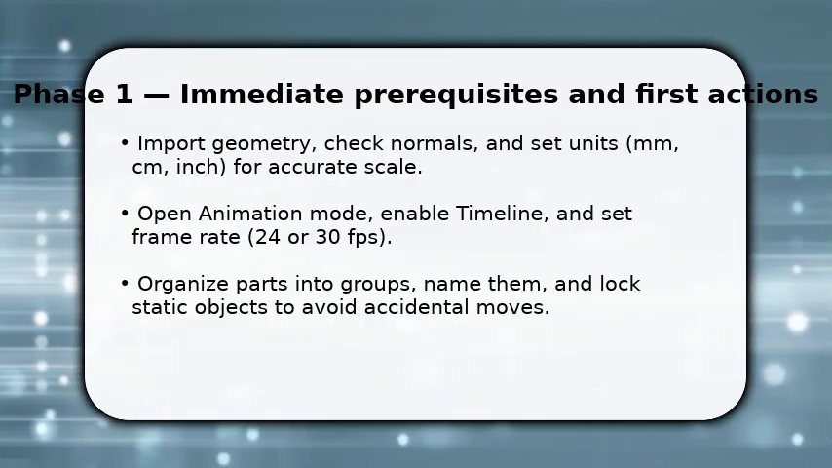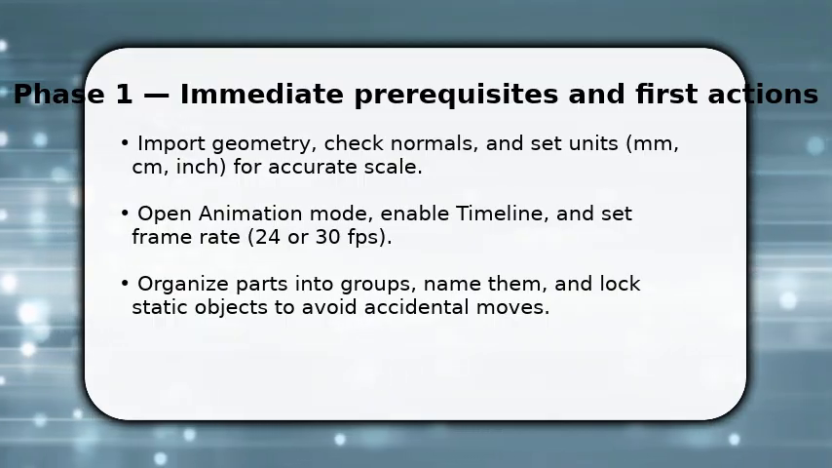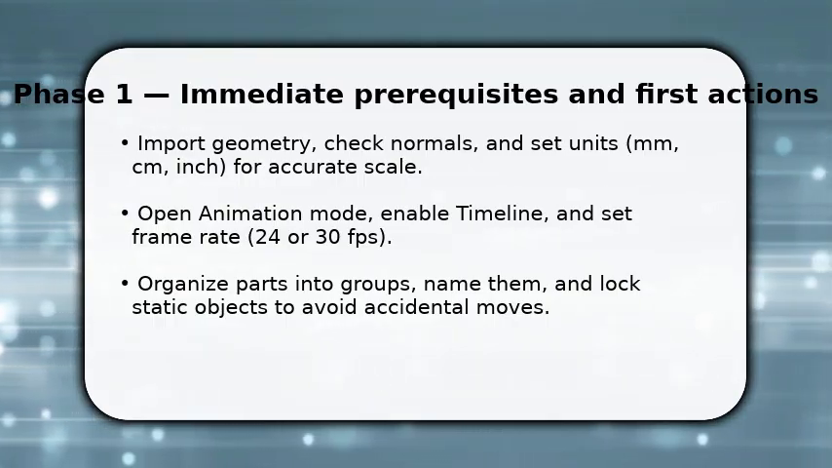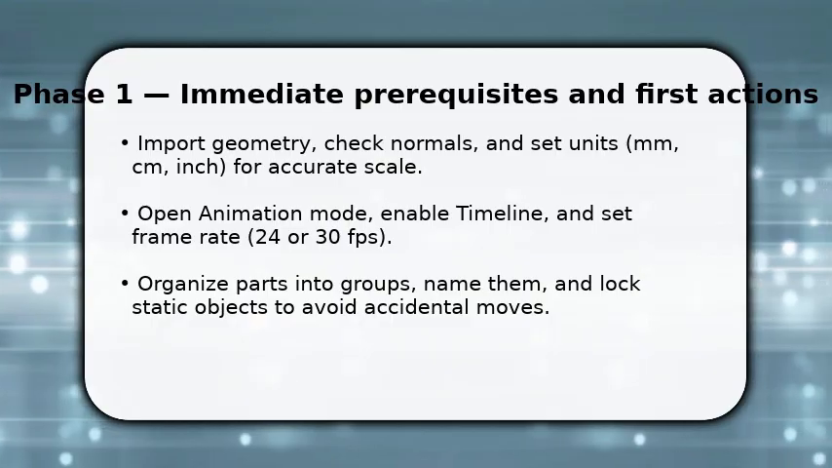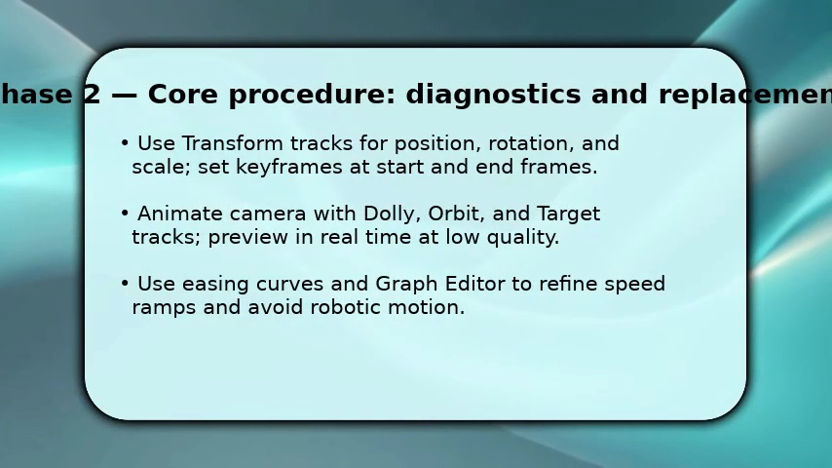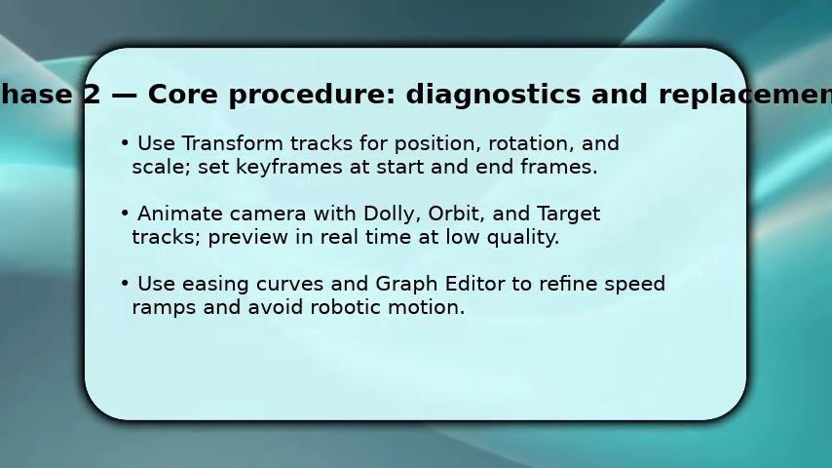Group and name parts and lock anything that shouldn't move, so when you add motion later, you only animate the intended objects. Once the timeline is ready, add transform tracks to the parts you want to animate. Set keyframes for position, rotation, and scale at meaningful frames so you control intent.